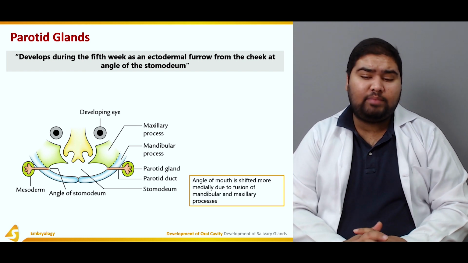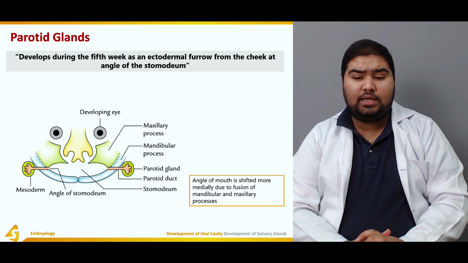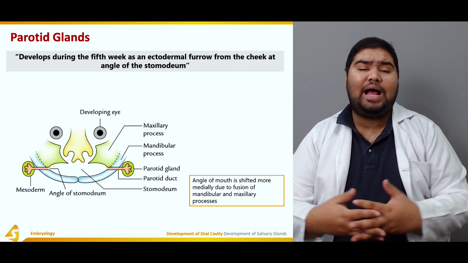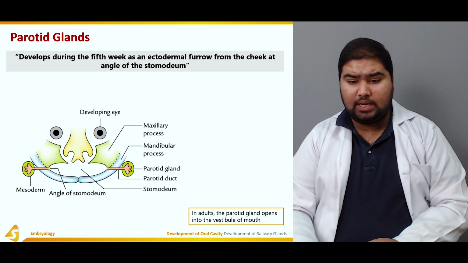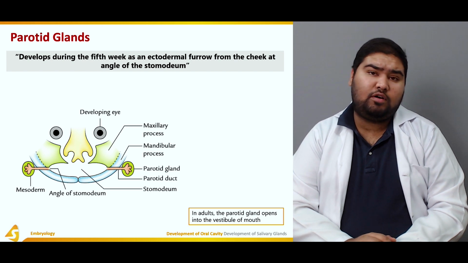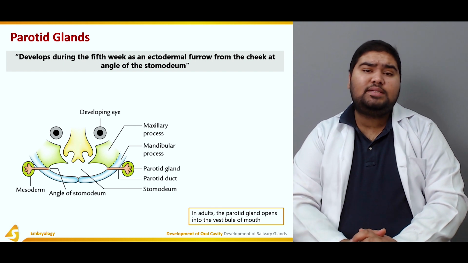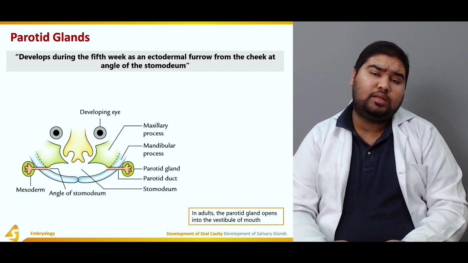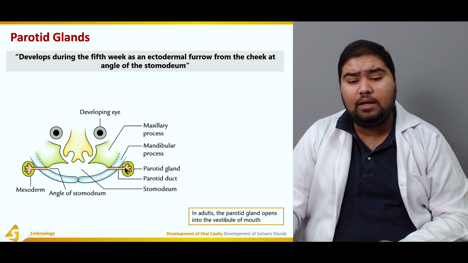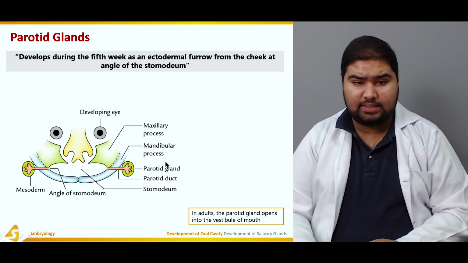Now, the angle of the mouth is shifted more medially due to fusion of the mandibular and the maxillary processes. So the mandibular and the maxillary processes fuse and shift the angle of the mouth more medially. Now, in adults, the parotid gland opens into the vestibule of the mouth due to union of the maxillary and the mandibular processes, pushing the angle of the mouth more medially. So here you can see the parotid gland being developed in a human fetus.